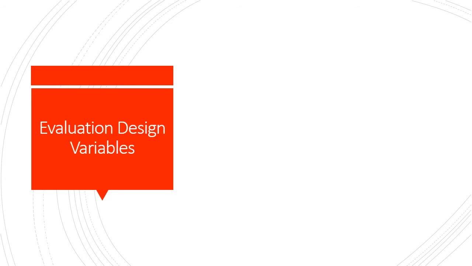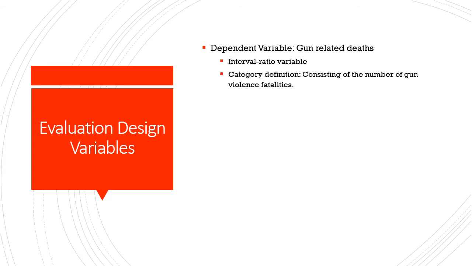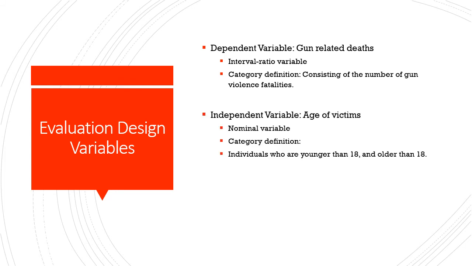So this leads right into the variables I'm going to be using to create an evaluation design for the program. My dependent variable is the number of gun-related homicides in Sacramento County. And my two independent variables are the age of the victims, as well as the individuals who are participating in the outreach program.